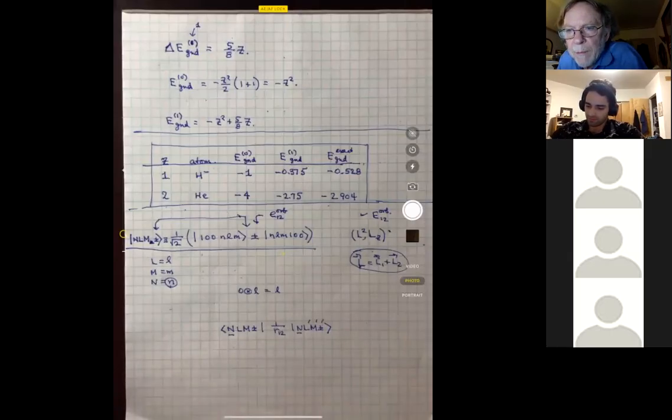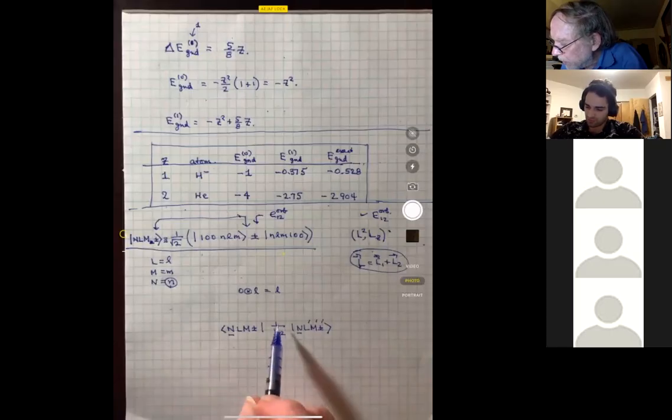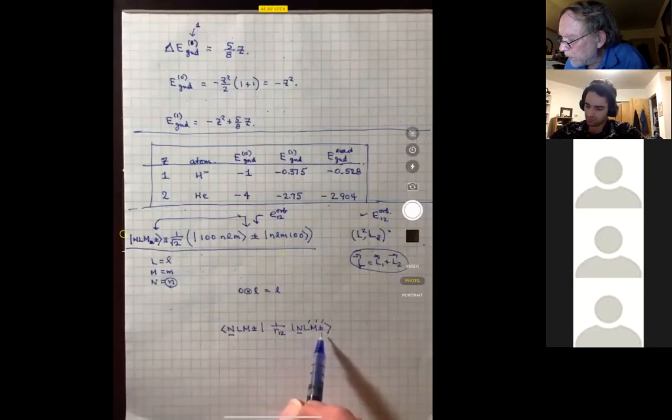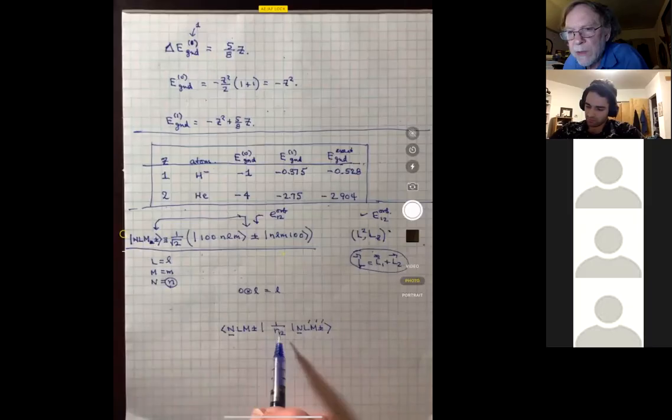However, as has happened a number of times already last semester, it turns out we don't actually need the primes. The reason is that this operator actually commutes with total L squared as well as total LZ, as well as exchange. Well, it commutes with exchange pretty easily because it's just obvious that 1 over R12 is invariant in the exchange of the electrons.